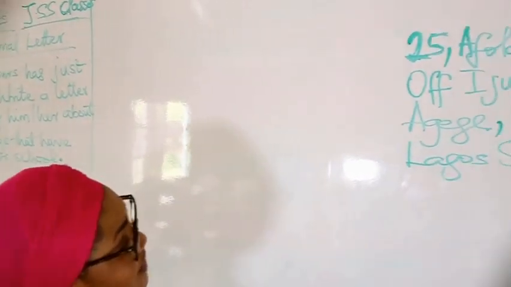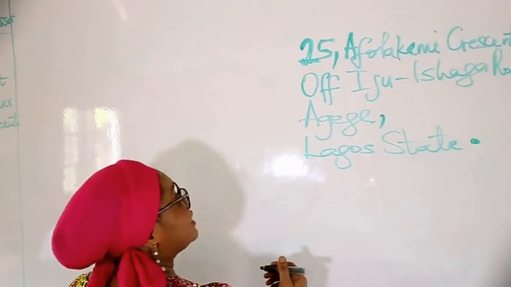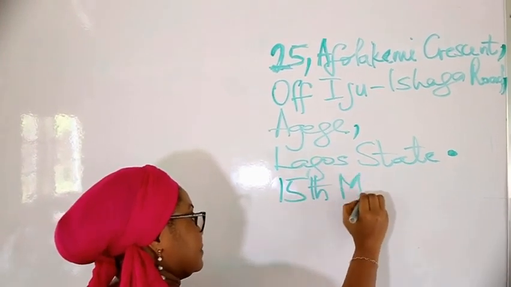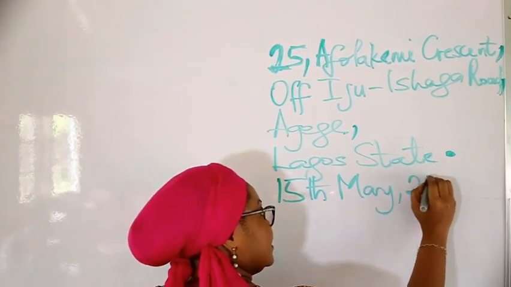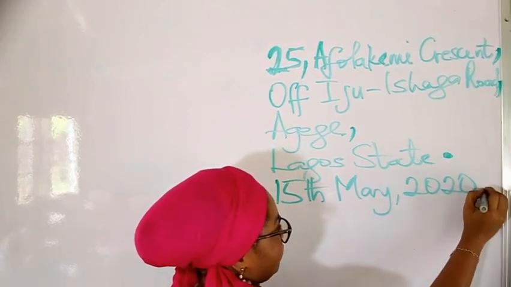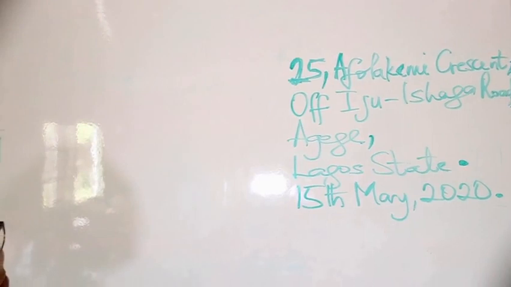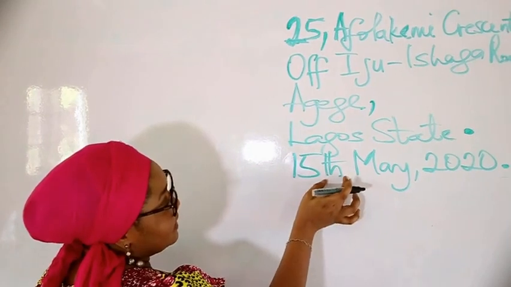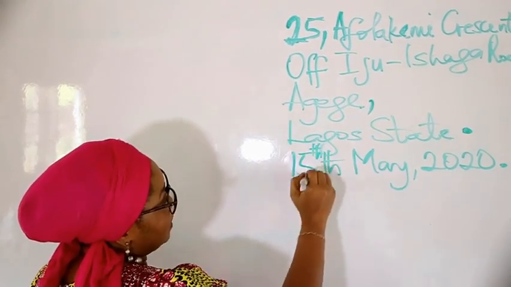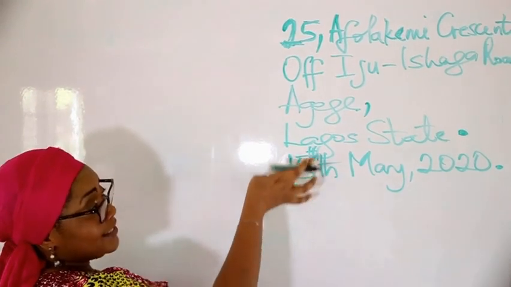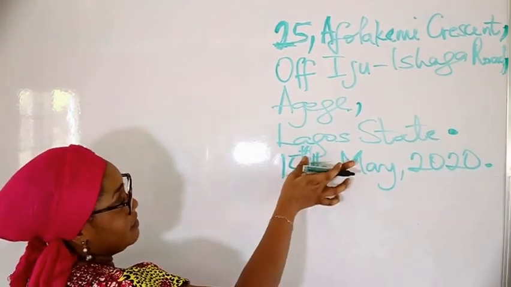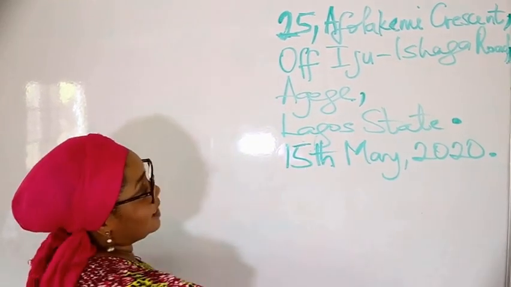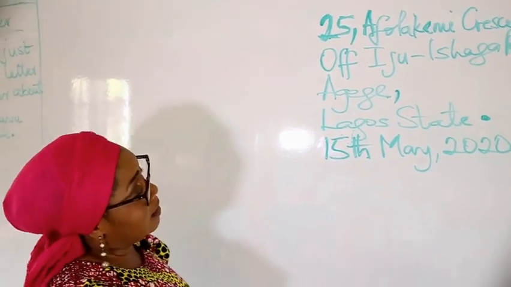The date. Now, let's assume today's date is 15th May 2020. Full stop. This is the way a date is written, 15th May. Please, on no account must you raise the TH up here. Some textbooks may write the TH at the top. Please, it doesn't make any sense, and that's not the right way to write the date.